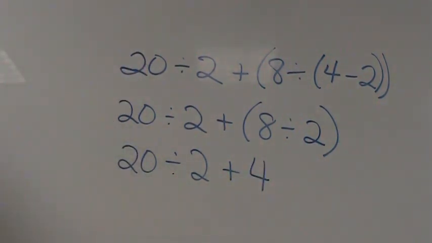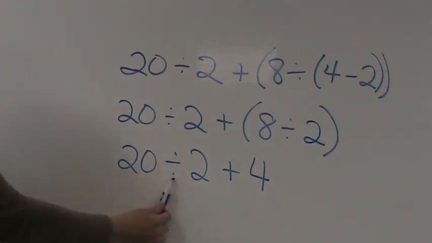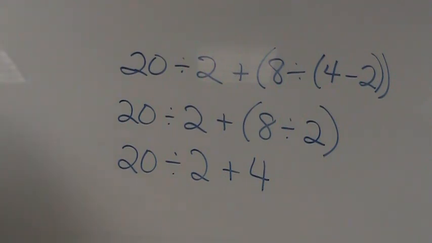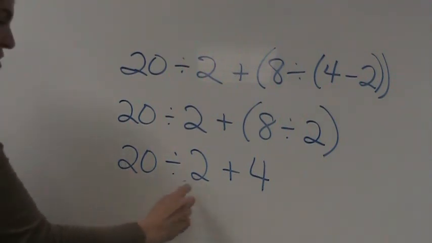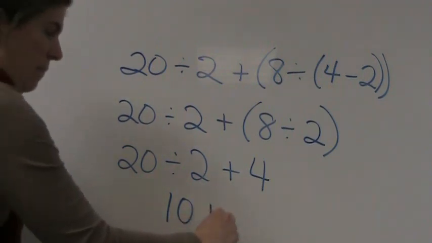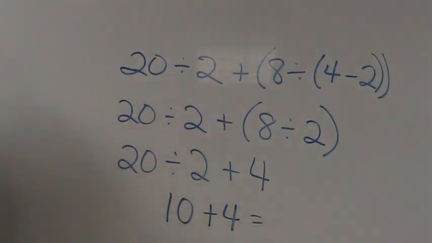Now what? We don't have any exponents, so we're going to work on multiplication and division. If I had multiple multiplication and division operators in my equation, I would work those left to right. I only have one. I have a division sign right here, so that's my first step. So I'm going to say 20 divided by 2 is 10 plus 4. And then I simply go ahead and do all the addition and subtraction working left to right as well. There's only one operator here. 10 plus 4 is 14 for my answer there.